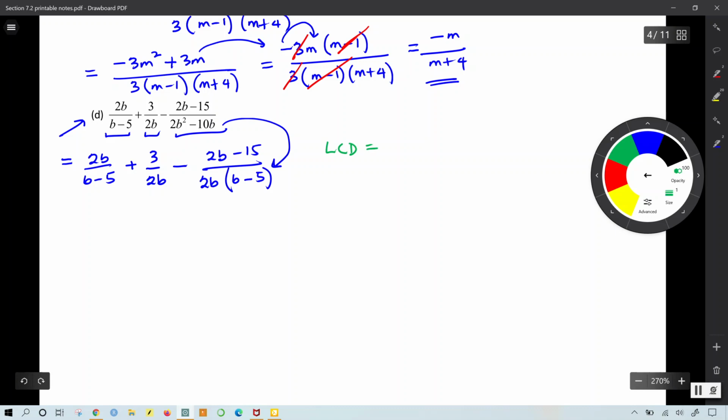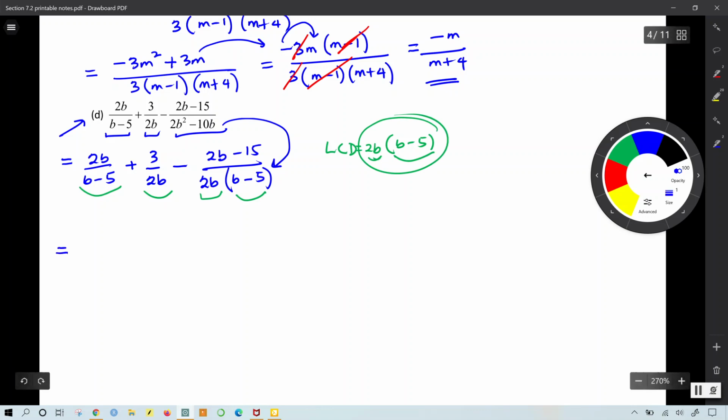The LCD in this case will be b minus 5. There will be a 2b. We're going to write that in front since it does not matter the order. And then you have 2b again. This is the 2b already. b minus 5, that has already been written. So the LCD in this case is 2b times b minus 5.